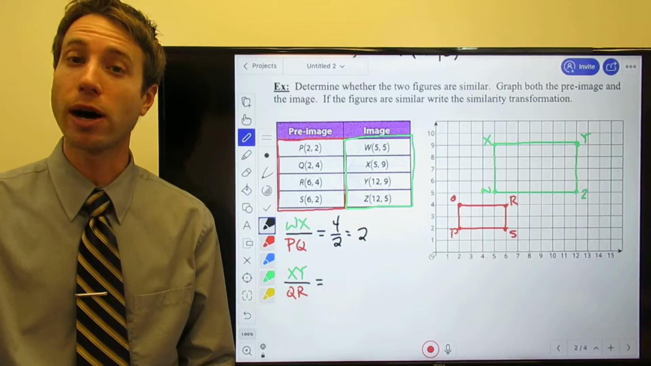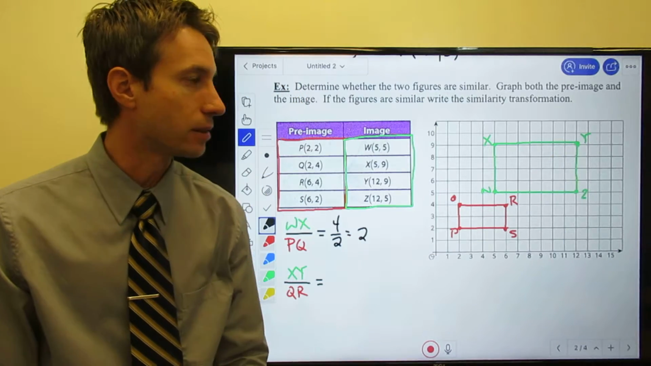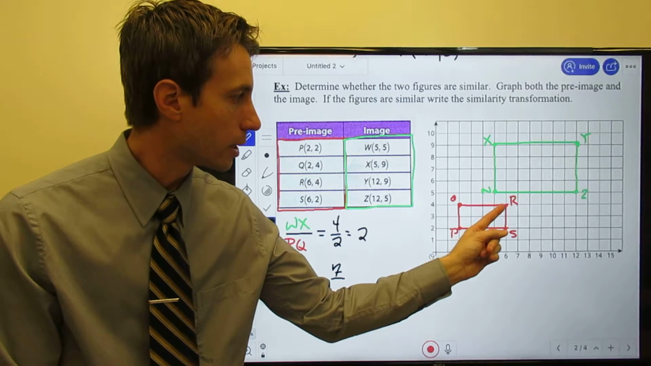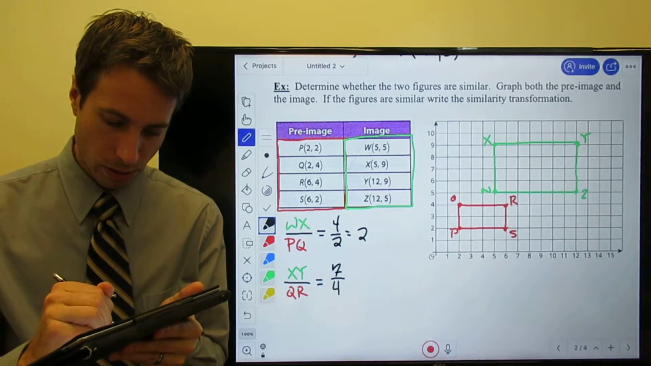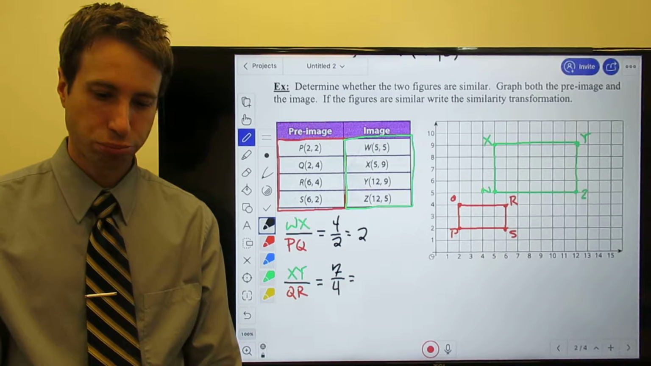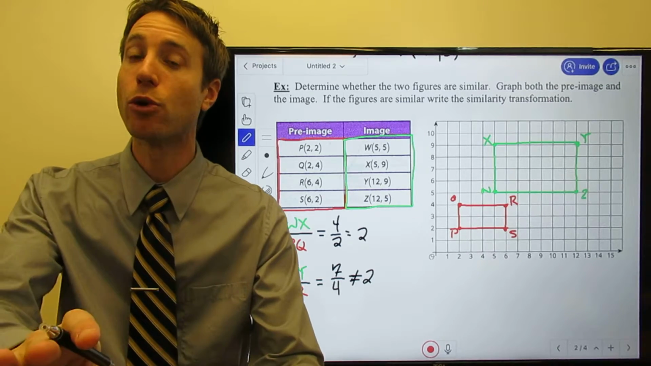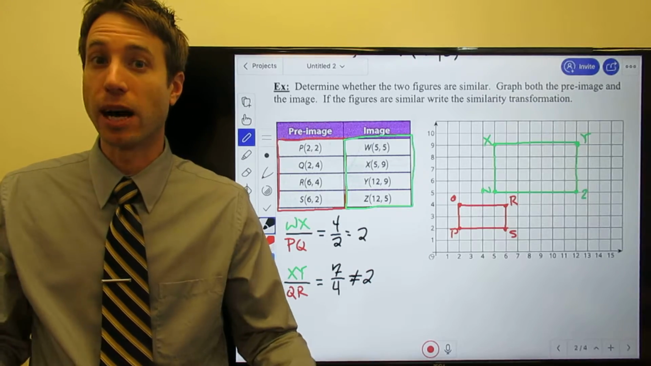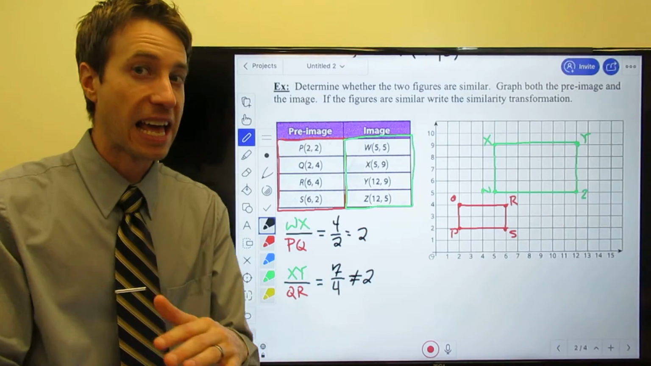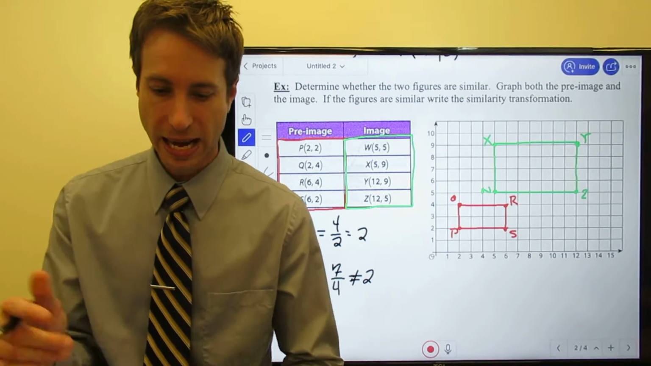All right, well, maybe we're on to something here. XY. 1, 2, 3, 4, 5, 6, 7. Ooh, 7 divided by 1, 2, 3, 4. Well, is 7 divided by 4 equal to 2? No, definitely not 2. And so right away, that's it. We're done. Because we know that in order for it to be a dilation, the ratios of the sides have to be the same. This one's 2, this one's not 2, and so no.